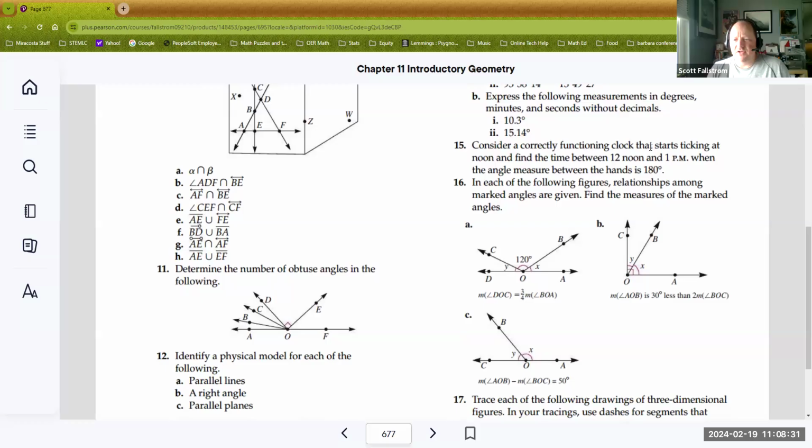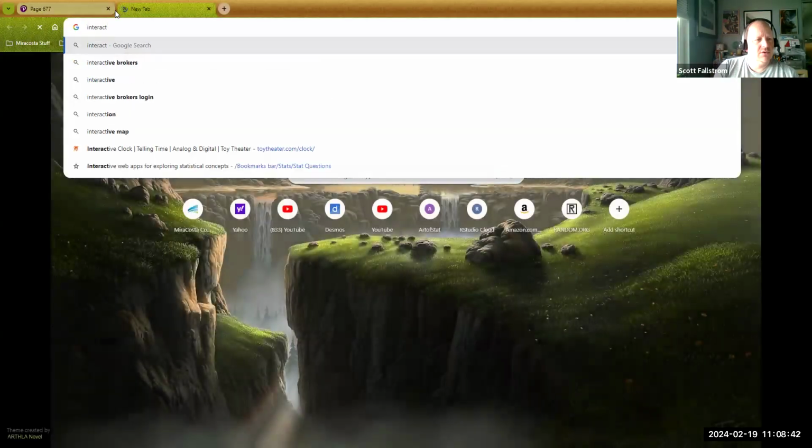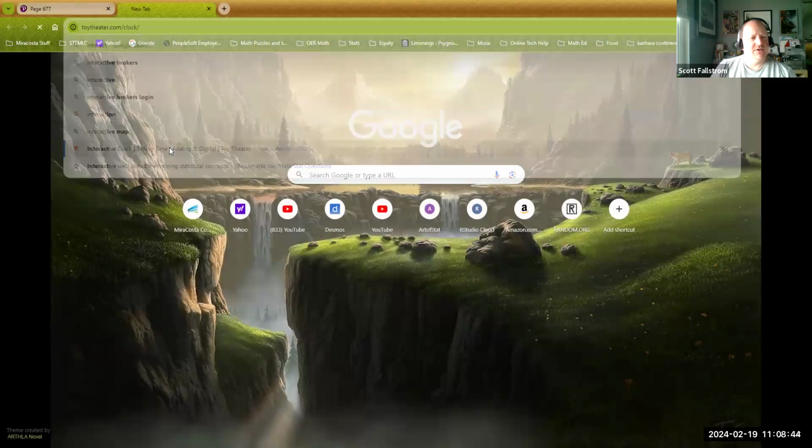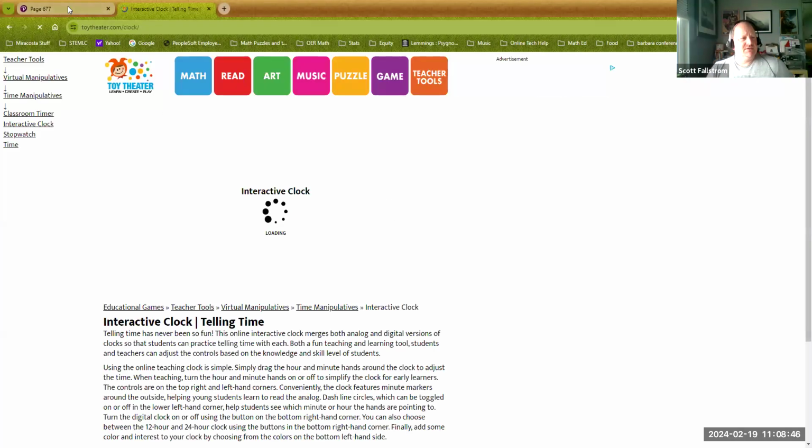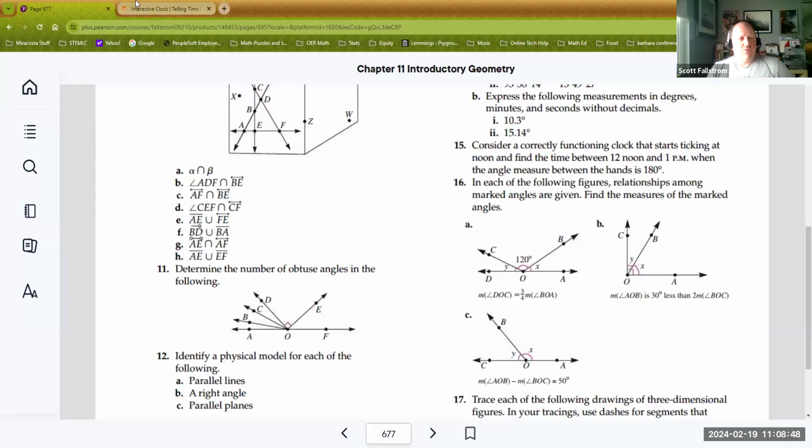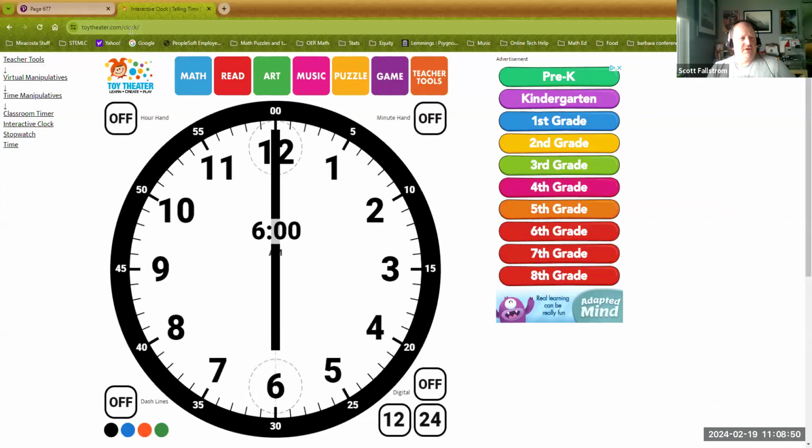Consider a correctly functioning clock that starts ticking at noon and find the time between noon and 1 p.m. when the angle measure is exactly 180 degrees. Okay, got it. So, interactive clock. This one is from noon to 1 p.m. I just Googled interactive clock, and it says toytheater.com, whatever.